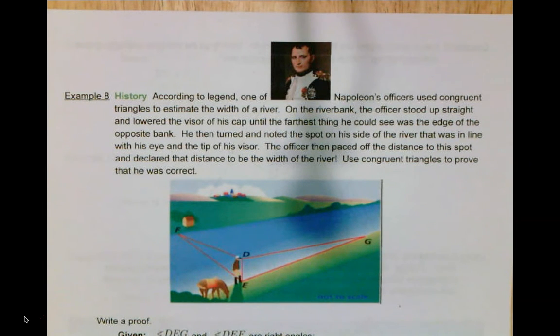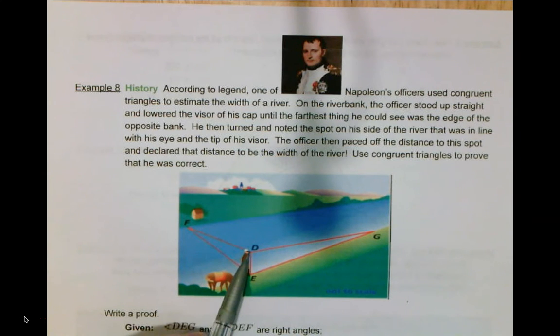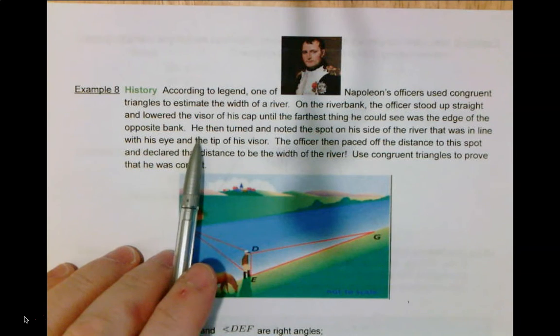He then turned and noted, so he turns his body, but he's careful to keep the angle of the hat the same. He doesn't change the angle of the brim of his cap. Okay, so he turns and he looks and he notes, what does he see? So now he's looking out over the land. You see here he's looking out over the land, and where is the brim of his cap touching the ground out in the distance? Okay, so he marks that spot.